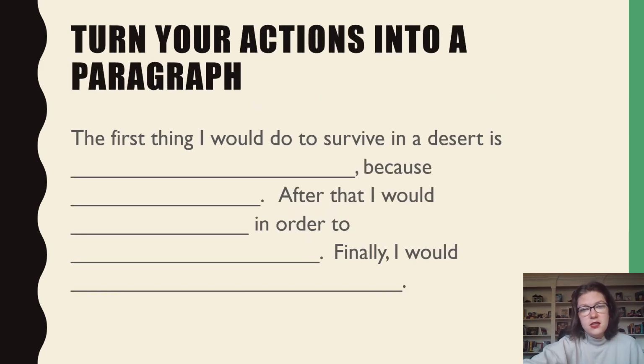So now you're going to take those 3 actions and you're going to turn them into 3 separate sentences or a paragraph. And I've given you these sentence stems to help you. So the first thing I would do to survive in a desert is look for water, because you can survive longer without water than without food. So that would be my first example. You can use that if you would like. I would like it though if you would come up with your own things that you would do to survive in a desert, and then you're going to use these sentence stems to complete your paragraph. So after that, I would blank in order to blank, and finally I would blank.